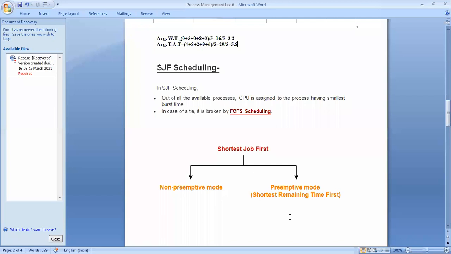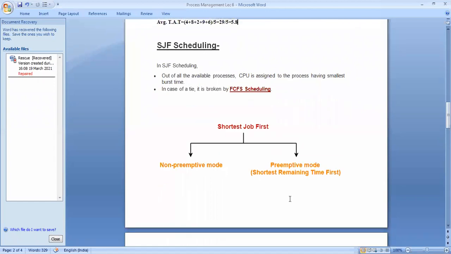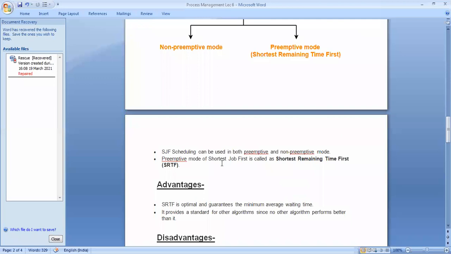So it will be better when we take one example. At that time your concept will be clear. First of all we'll discuss shortest job first in non-preemptive mode. Then we'll discuss shortest job first in preemptive mode, which is called shortest remaining time first. Shortest job scheduling can be used in both preemptive and non-preemptive mode. In preemptive mode, shortest job first is called shortest remaining time first.